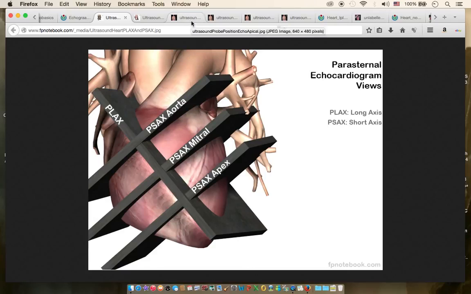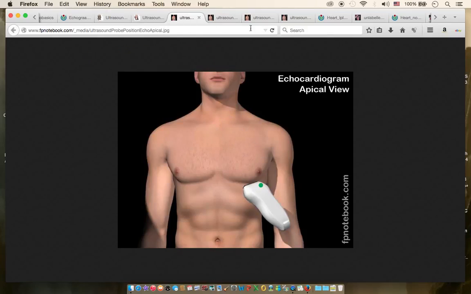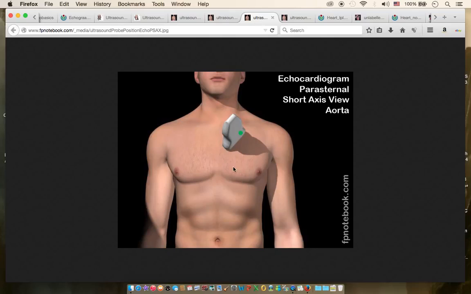How to do that? It's easy. Remember that this is the parasternal longitudinal axis. You just rotate the transducer 90 degrees, to the opposite side, and you can pick up the parasternal short axis.